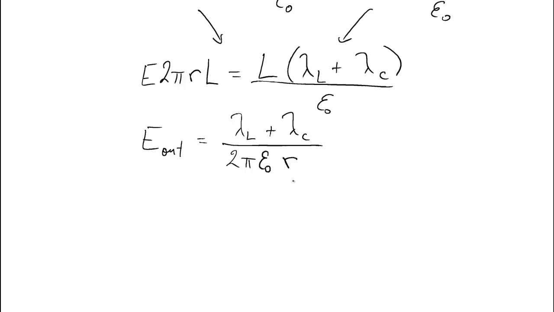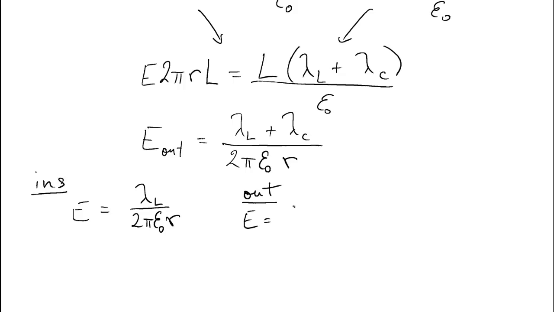So we've got two results. We've got a result inside, where the E is equal to lambda L divided by 2 pi epsilon 0 r, and we have the electric field outside of the line and the hollow cylinder, which is equal to lambda L plus lambda C divided by 2 pi epsilon 0 r.